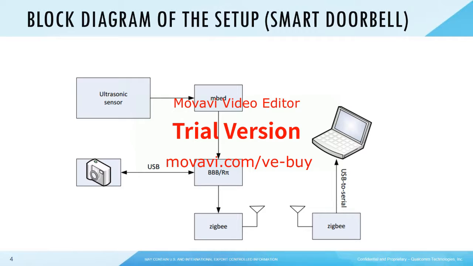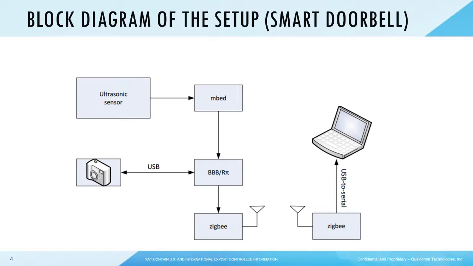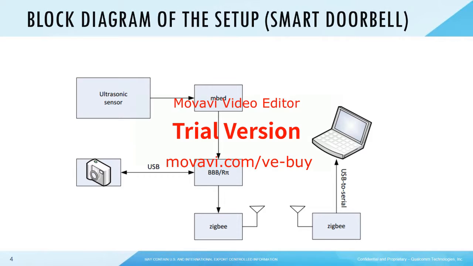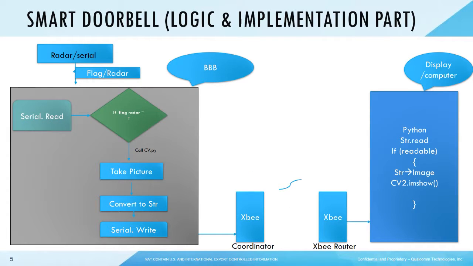And once the Python script on the remote laptop receives the string through the serial port, it converts it back to a proper image file, and then a library function from OpenCV displays that image. This is a flowchart for what we described.